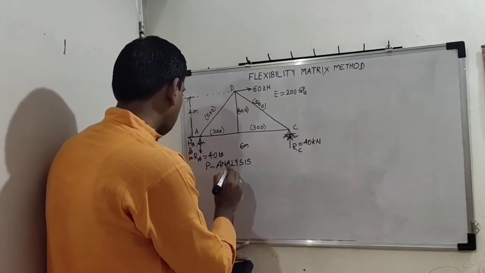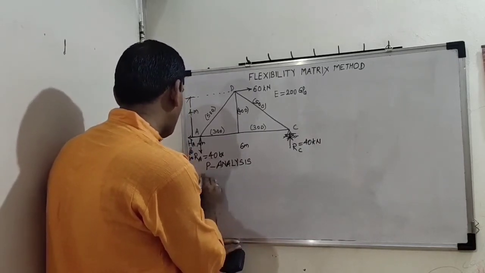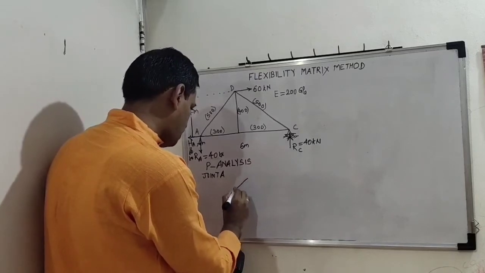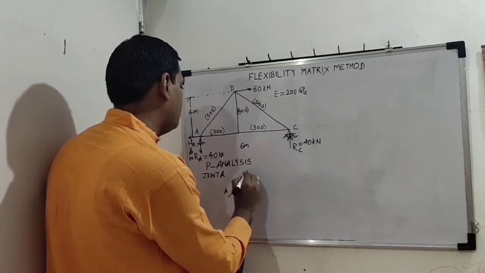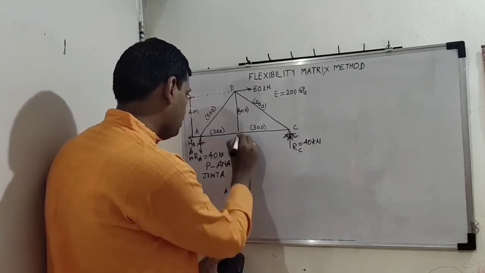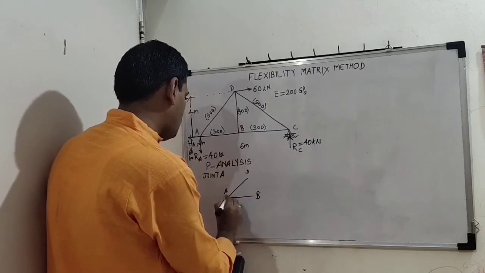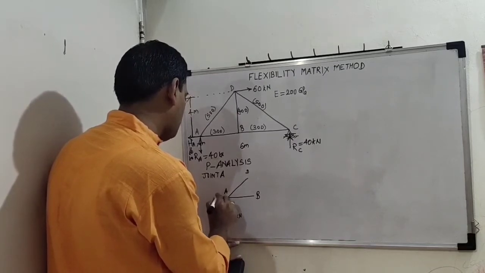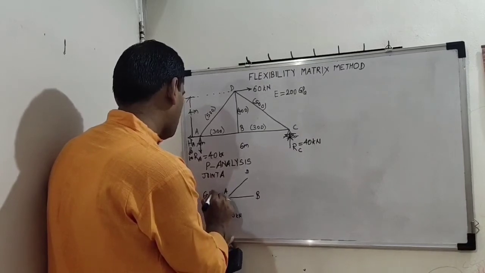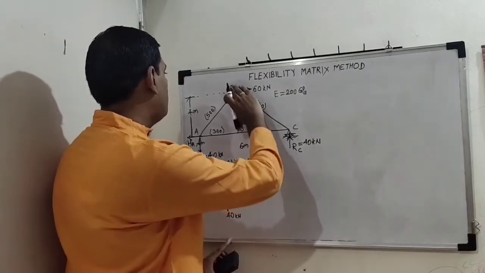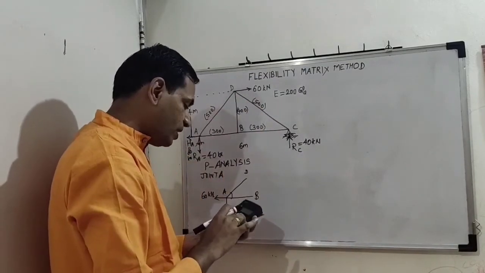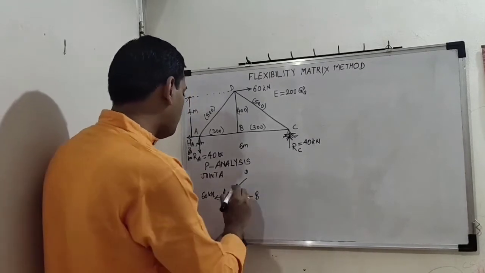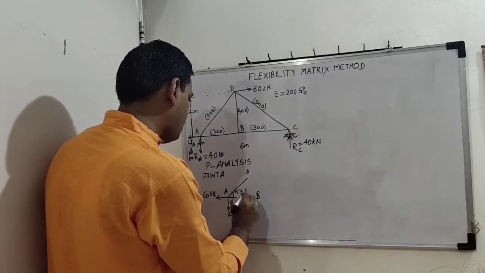So, free body diagram of joint A. Joint A. So I will show here this member AD. Another member is AB. On joint A we have this vertical reaction of 40 downward and this 60 towards left. What is the inclination of this member? This is 4 and this is 3. So tan inverse of 4 by 3. So it is 53.13. So I'll write here 53.13.